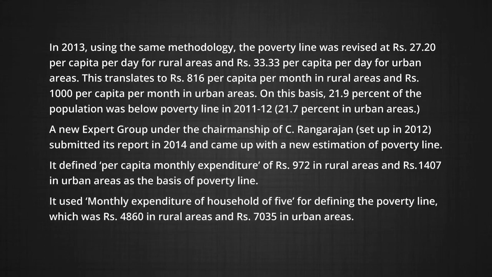It used the monthly expenditure of a household of 5 for defining the poverty line, which was rupees 4860 in rural areas and rupees 7035 in urban areas. The expert group was of the view that the expenditure of a household was more appropriate than that of individuals.